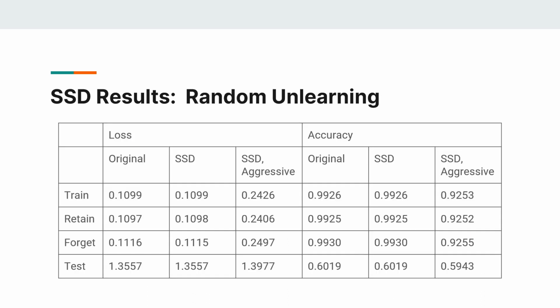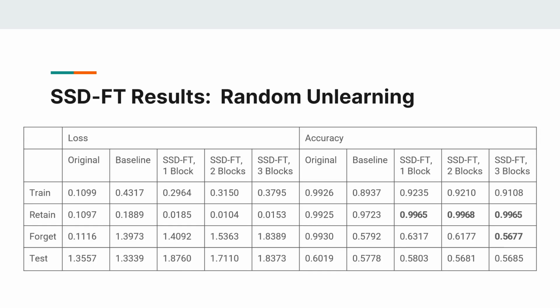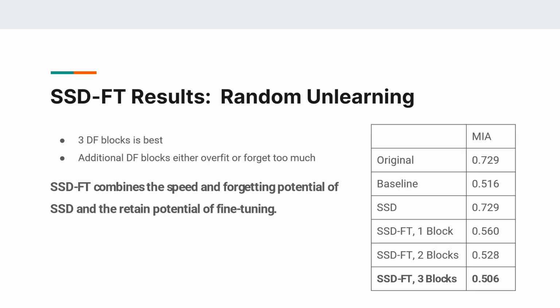For random unlearning, you can see that there's very little change in forget and retain in our original SSD. We also tried a more aggressive SSD with different parameters, and this just resulted in worse accuracy overall. Then in our new approach, we realized that 3 DF blocks was the ideal, and this showed very promising results. Additional DF blocks either overfit the model or forget too much, and SSDFT combines the speed and the forgetting potential of SSD and also the retained potential of fine-tuning.